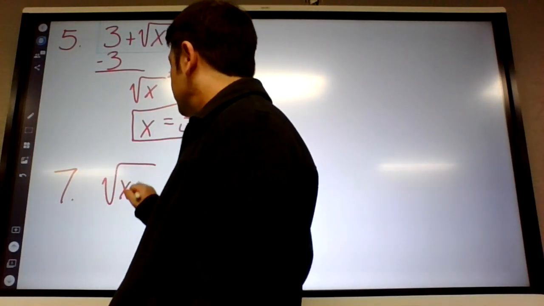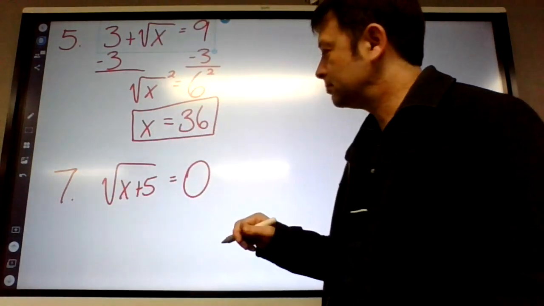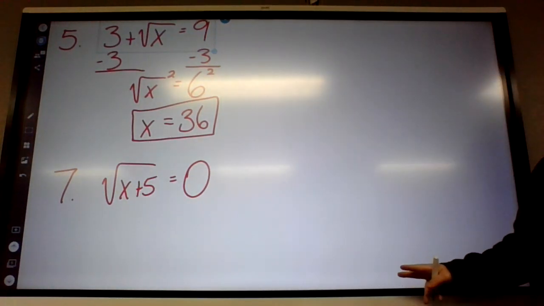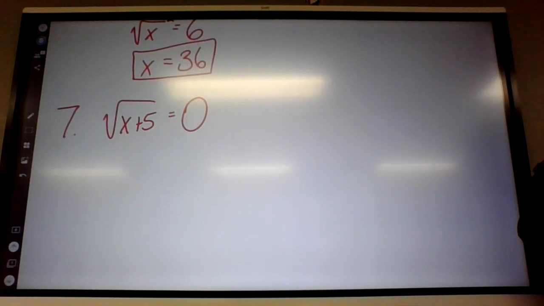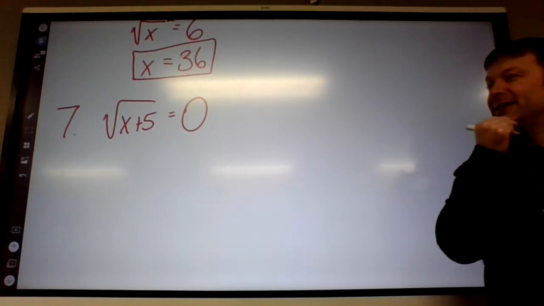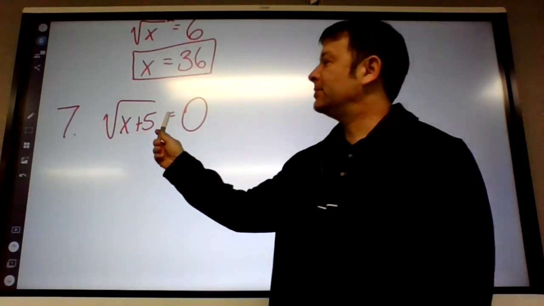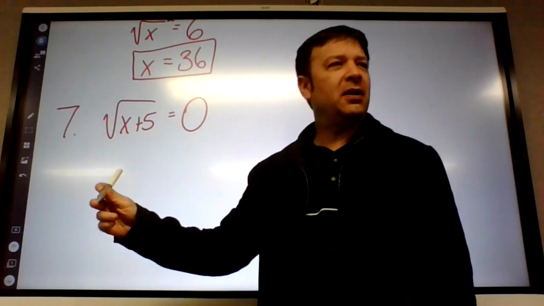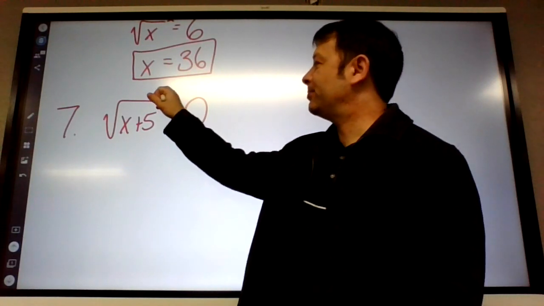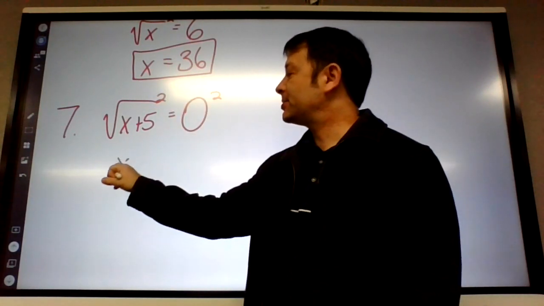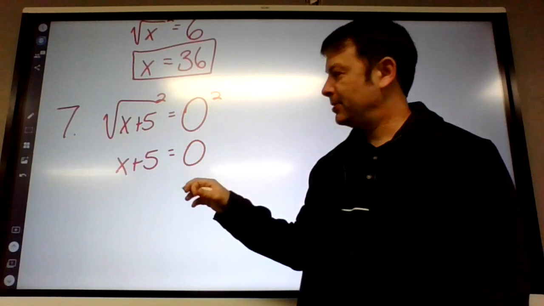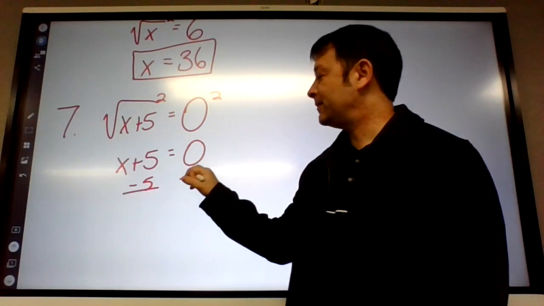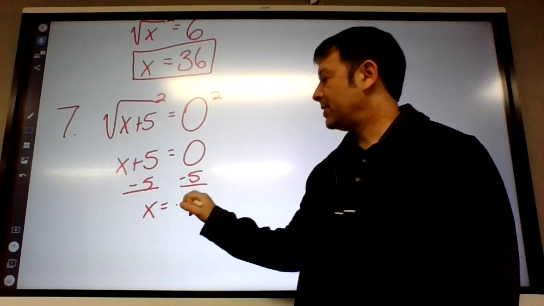Here's a weird one. You guys know what this one is without doing algebra? Yeah, the square root of what equals 0? It'd be 0. So x would need to be negative 5 to make this a 0. Okay, but if we did it normally, we'd square that and we get x plus 5. 0 squared? Still 0. And then minus 5. Yeah, you guys are right. It's negative 5.